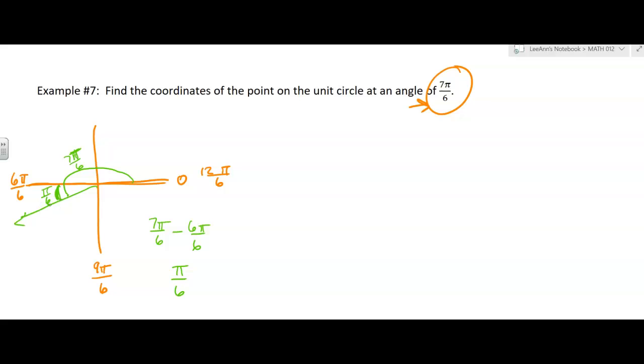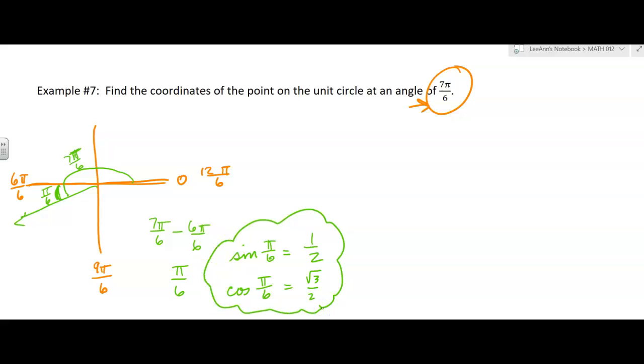Okay, so then my thinking cloud, what's the cosine? I always start with sine. What's the sine of pi over 6? Well, pi over 6 is 30 degrees, so it's 1/2. And what's the cosine of pi over 6? That's the other one, square root of 3 over 2. It's the weird one. That's my reference angle. Okay, that's my thinking cloud.